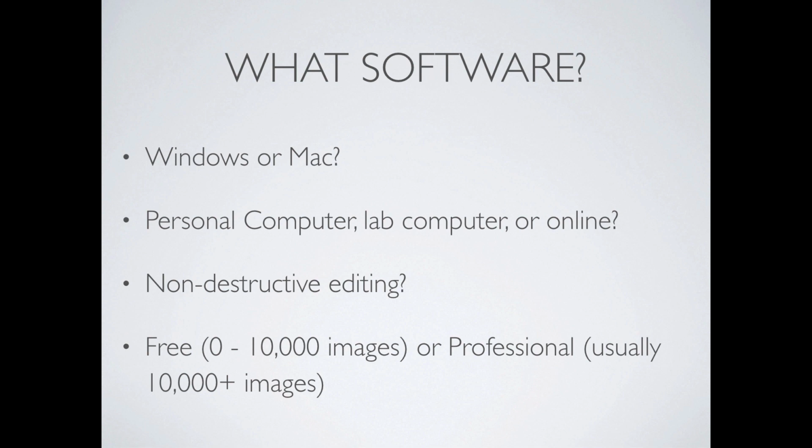Permanent would be destructive editing, where you can't go back and undo things, can't go back to the original file. A lot of photo editing software allows it to be non-destructive. We make edits, we get our output, that's great. We can always go back in and change those edits later on. Generally, the free options out there are good for up to about 10,000 images. You start to get more than that, they get a little cranky. Professional would be 10,000 plus, depending.